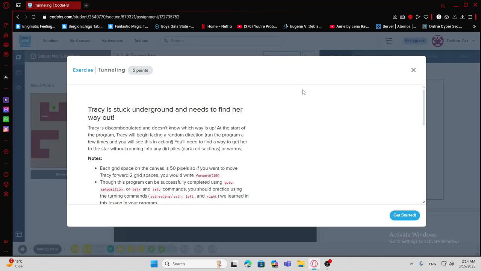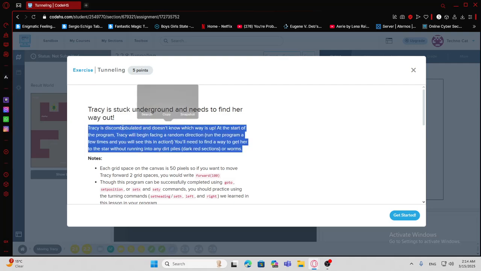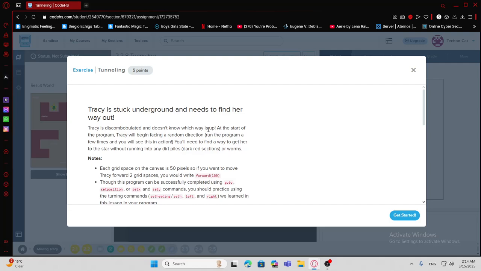And the last exercise, tunneling. Tracy's stuck in the ground and needs to find her way out. Discombobulated, that's a nice long word. Which way is up at the start of the program? She's holding and facing a random direction at the start of the program for tunnels.